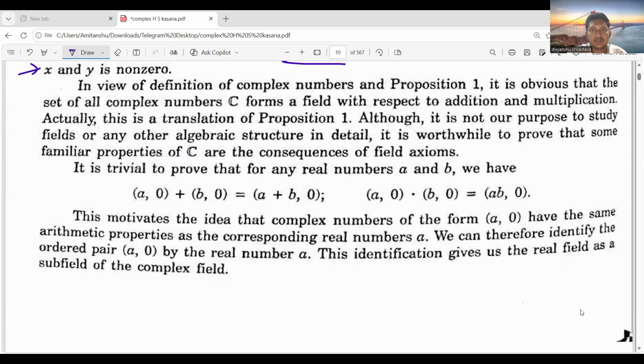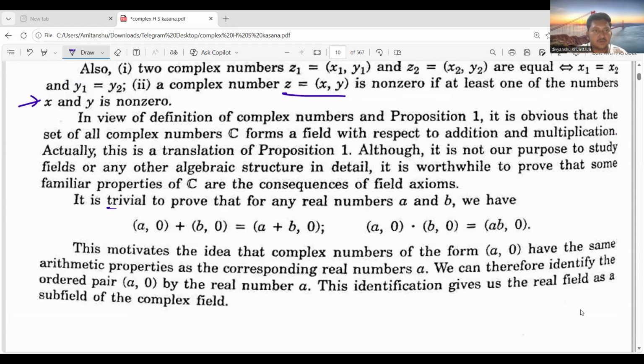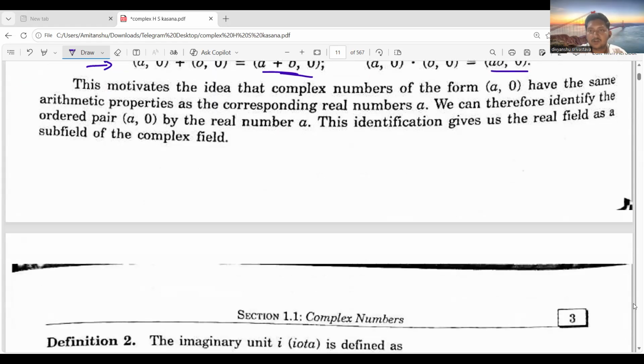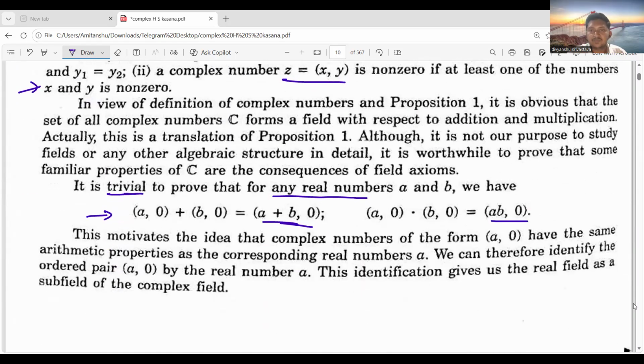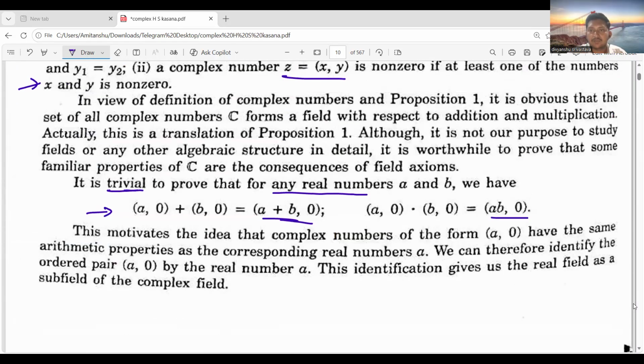Next, here is some more. It is trivial to prove that for any real numbers a and b, we have something like this. So when you have two ordered pairs, one is (a, 0) and the other is (b, 0). When you go for addition, you get this, and when you go for multiplication, you get this. These are the motivating ideas of complex numbers as the ordered pair (a, 0). Now the identification gives you the real field as a subfield of the complex field.